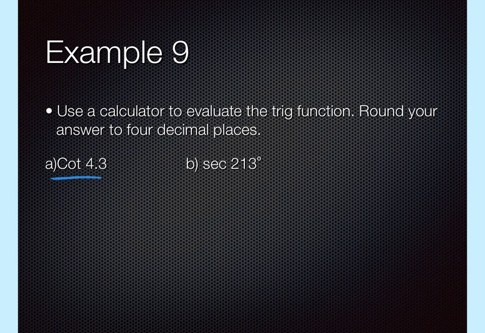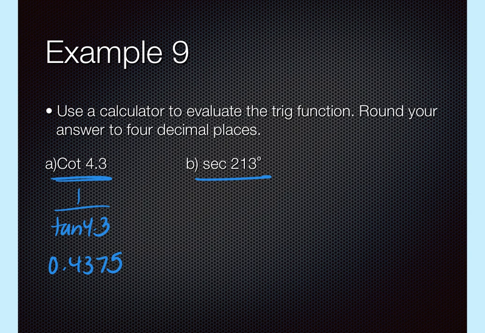Calculator. What mode would A be? Radians. And I would do 1 over the tan of 4.3. So this could be a quiz question. Making sure I'm in radians, 1 divided by the tan of 4.3. And I get 0.4375 if it's set to round to 4 decimal places like it did.